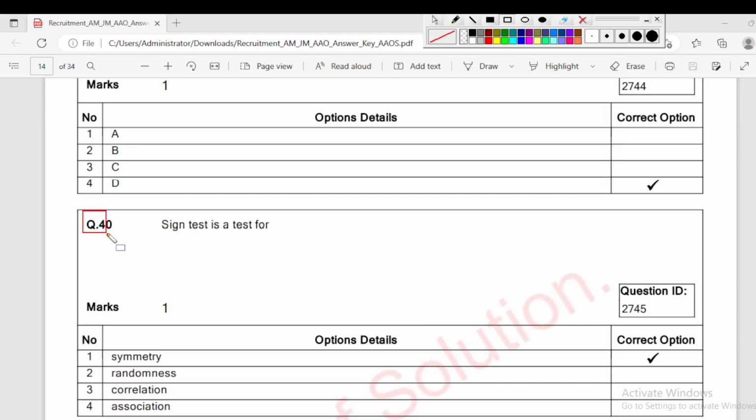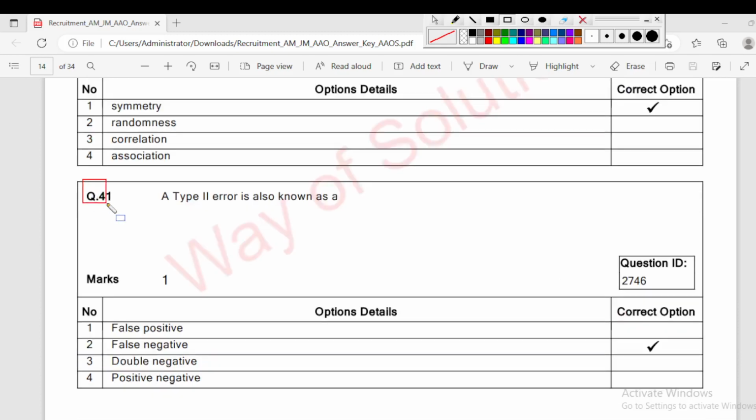Question number 40. Sign test is a test for option 1 symmetry, option 2 randomness, option 3 correlation, option 4 association. Option A is correct, symmetry.